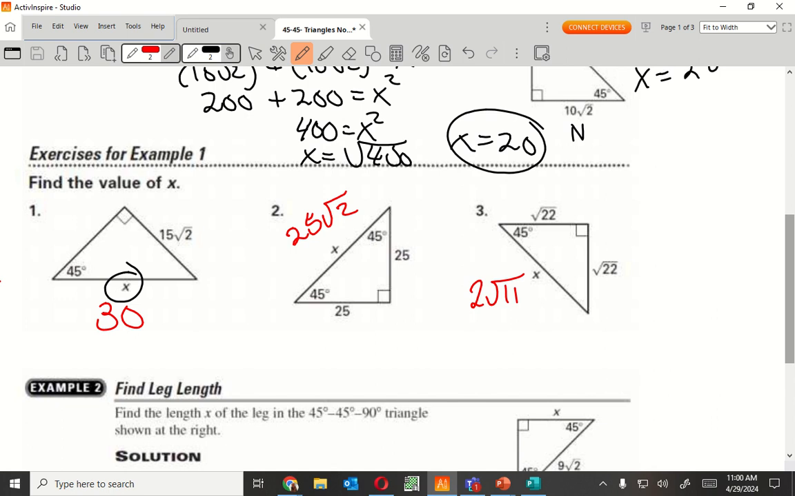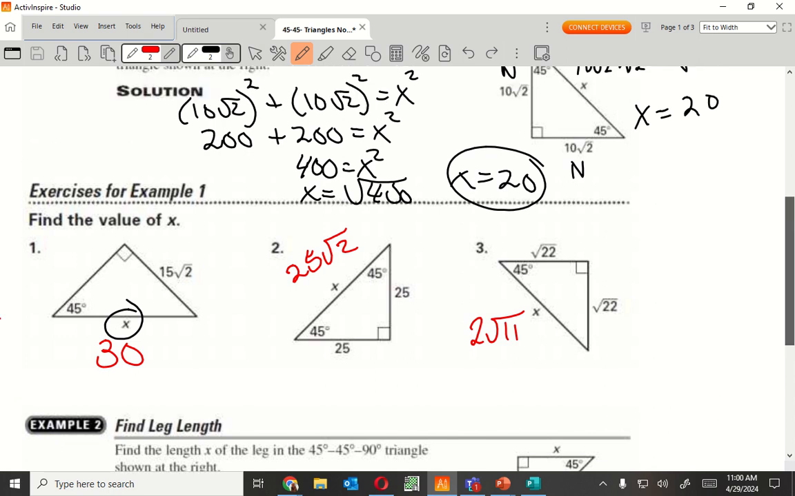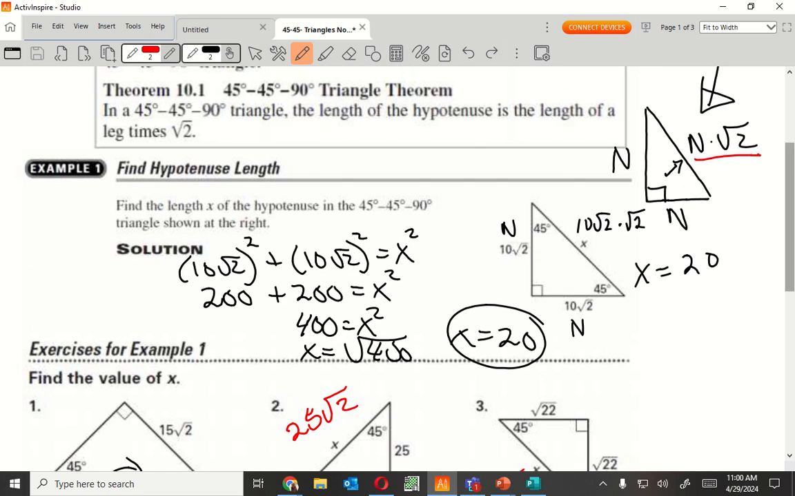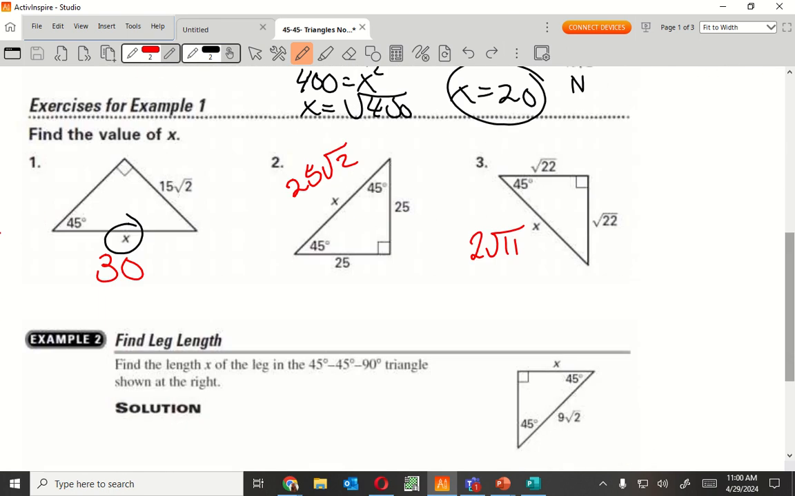Okay, so let's go back up here. n square root of 2. This right here is n. This right here is n. You notice they're both the same, right? If n is 25, this would be n times square root of 2. So if n is 25, that's 25 square root of 2. Is that a little bit easier?